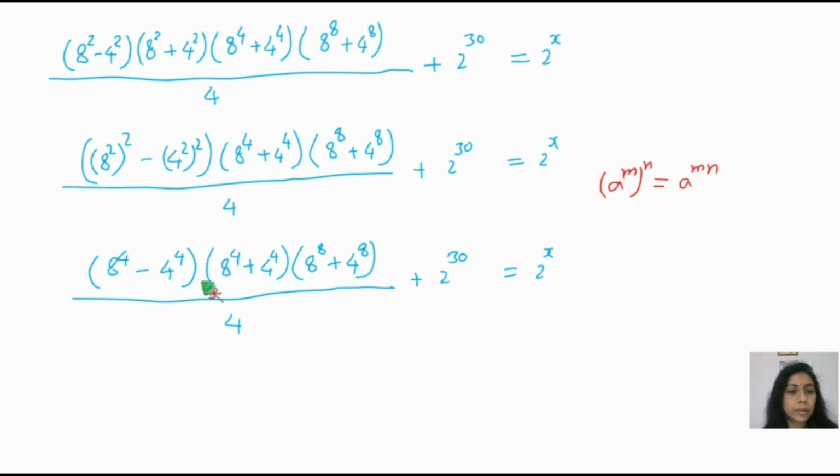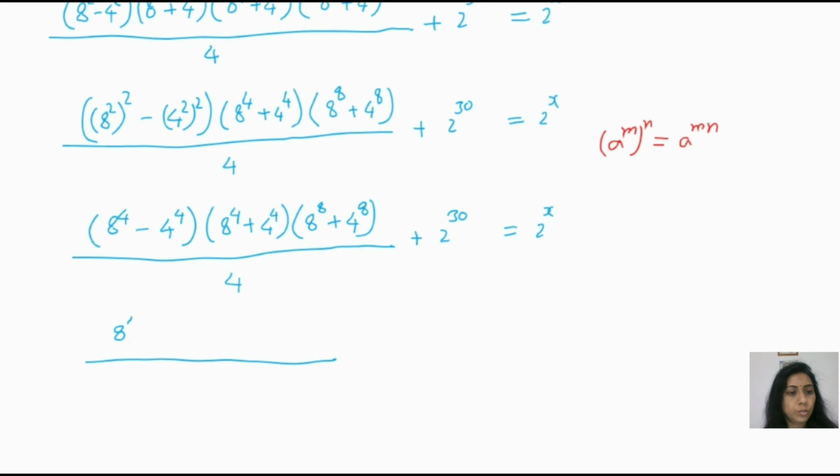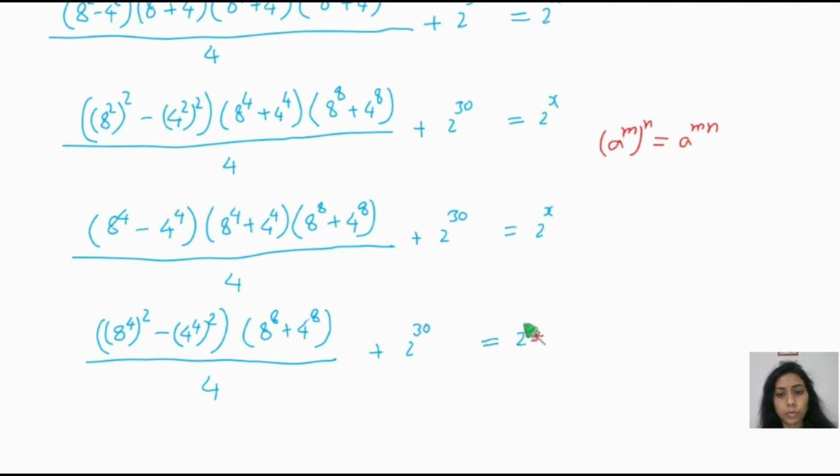Now again apply the difference of squares formula, because 8 to the power 4 minus 4 to the power 4 and here plus. So we can easily apply the difference of squares formula. 8 to the power 4 square minus 4 to the power 4 square, and this part we can write as it is. Here 4 plus 2 to the power 30 equal to 2 to the power x.